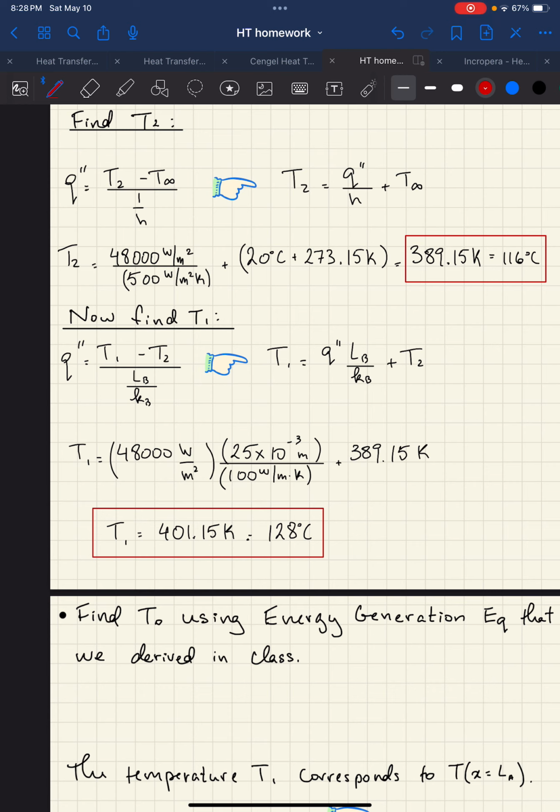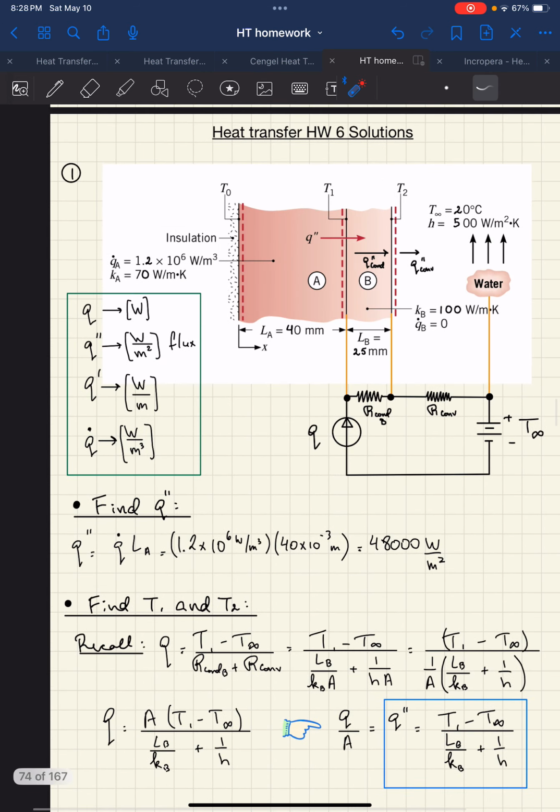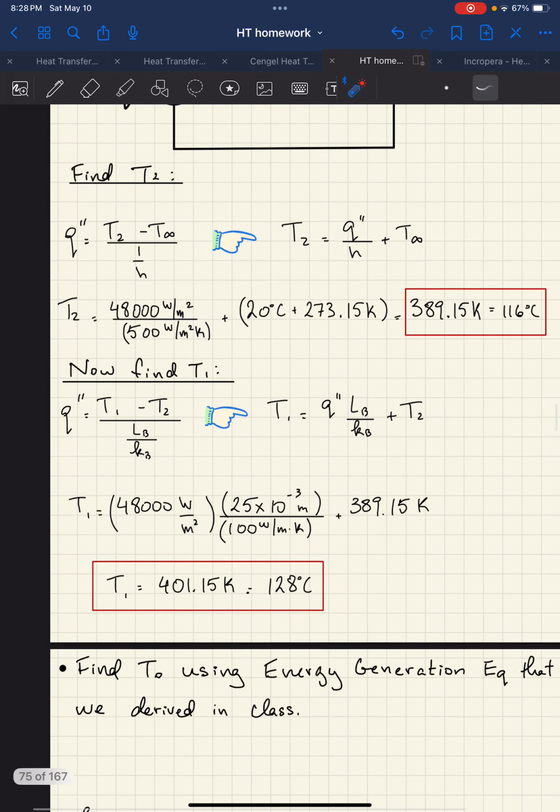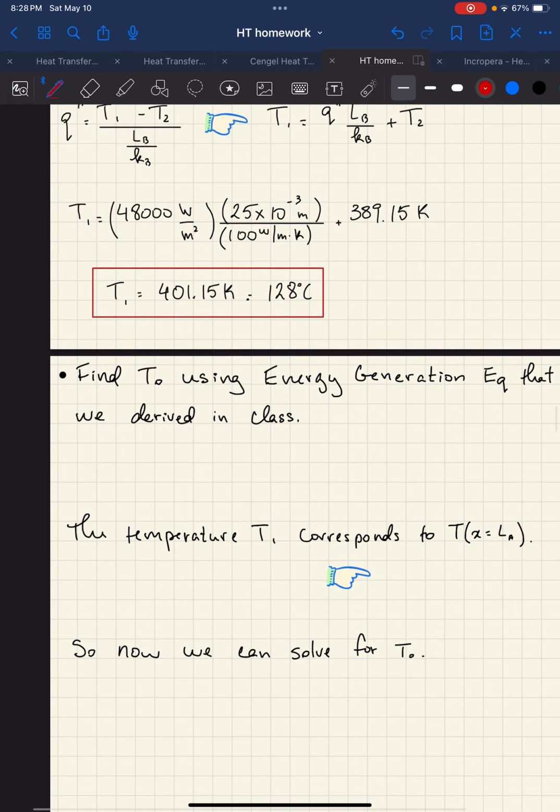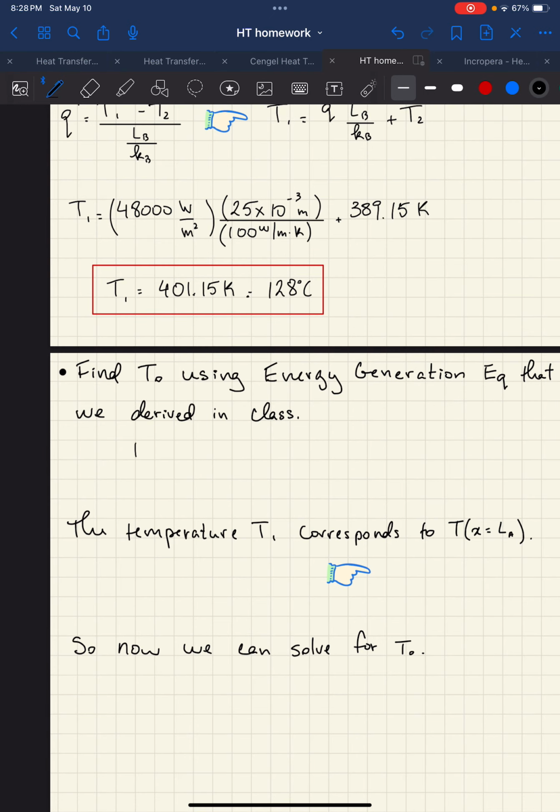So now we've sort of reached the extent of the thermal circuit model. Now we have to talk about heat generation. Because we have heat generation in material A, which is this material over here, we cannot use the thermal circuit in the same way. We have to actually use an equation that we developed in class. The equation is developed specifically for Cartesian coordinates, and basically you're going to get a function of the temperature inside that material that generates heat. So it's going to look like this.